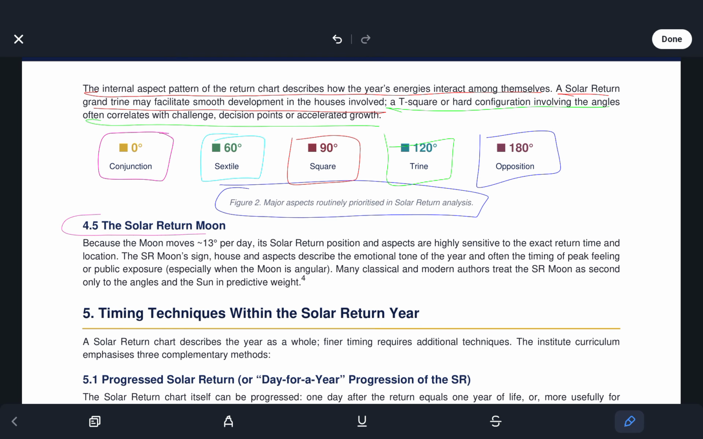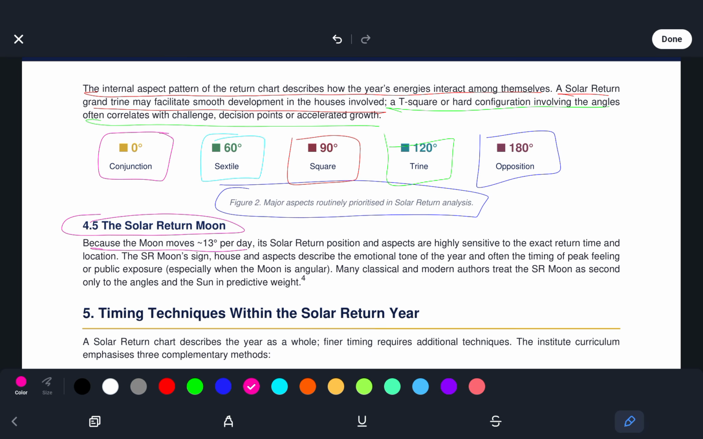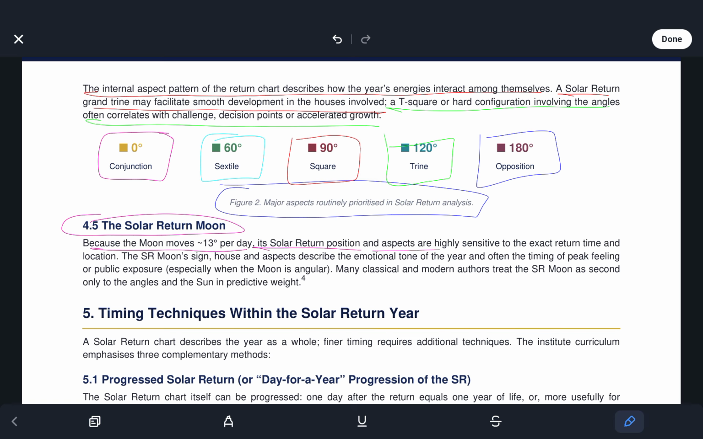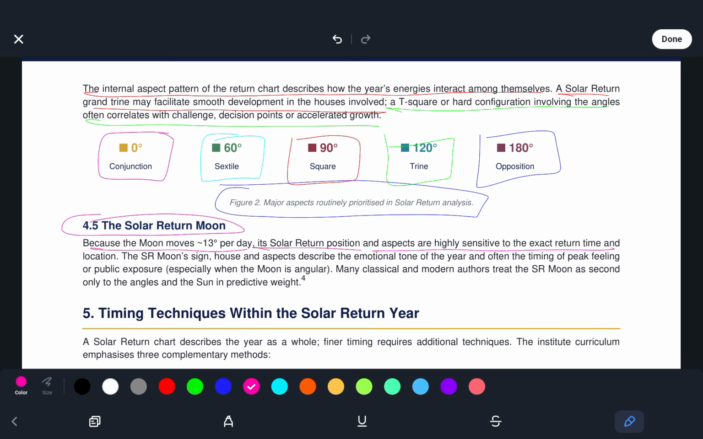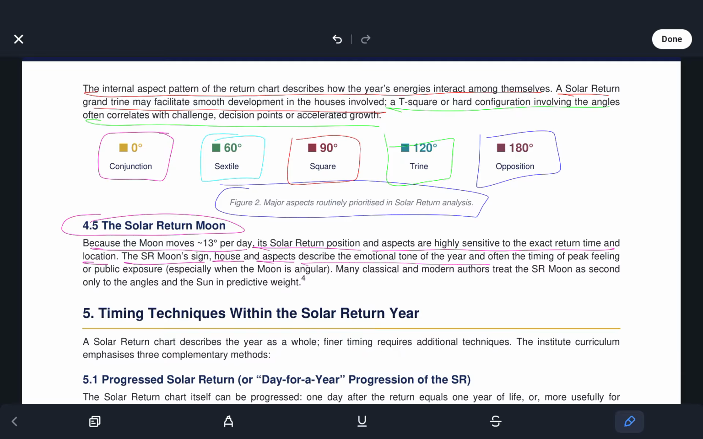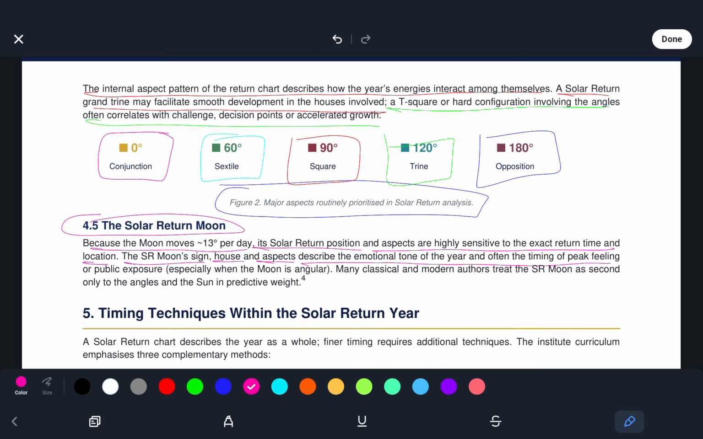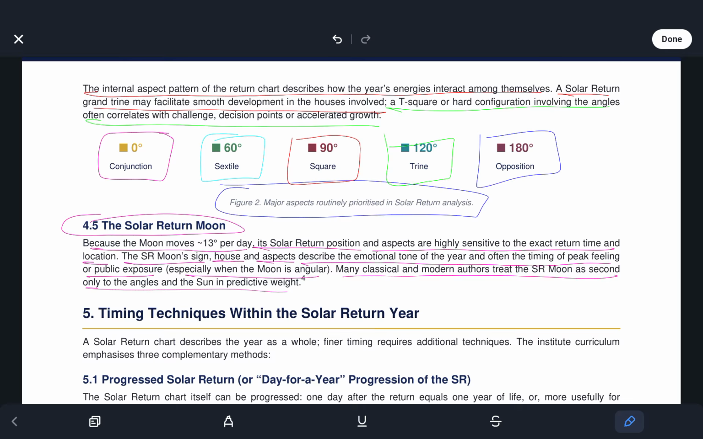And the solar return moon. Because the moon moves 13 degrees per day, its solar return position and aspects are highly sensitive to the exact return time and location. The SR moon sign, house, and aspects describe the emotional tone of the year, and often the timing of peak feeling or public exposure, especially when the moon is angular. Many classical and modern authors treat the SR moon as second only to the angles and the sun in predictive light.